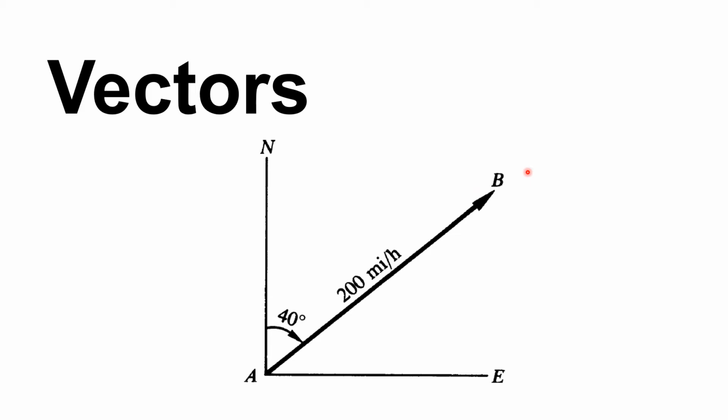The direction of the vector is that of the given quantity, and the length of the vector is proportional to the magnitude of the quantity. For example, as you can see, this vector involves a displacement. A ship is traveling 40 degrees east of north at 200 miles per hour. Its velocity is represented by the vector AB.